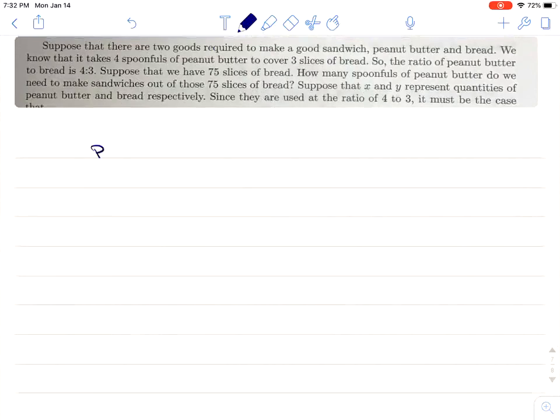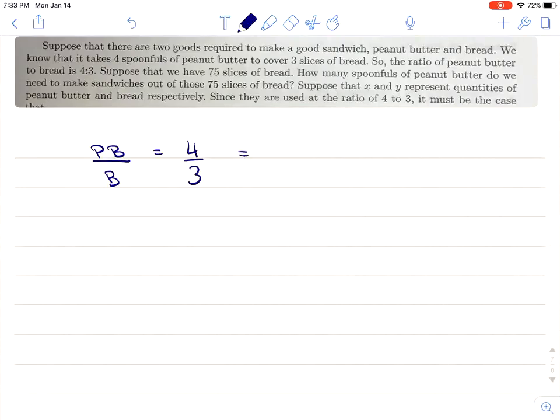So, how I like to outline it is PM. I've got some amount of peanut butter to some amount of bread. You can do them as ratios like this, but I like to look at them as fractions, right? For every 3 slices of bread, I need 4 spoonfuls of peanut butter, right? So this I can write as 4/3. Just keeping in mind that the top value is the number of spoonfuls and the bottom value is the number of slices of bread.